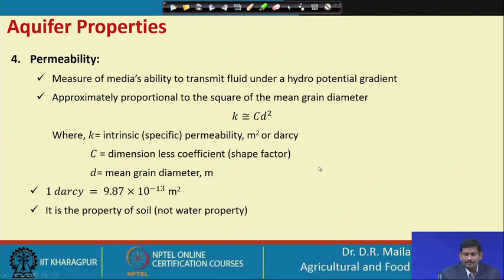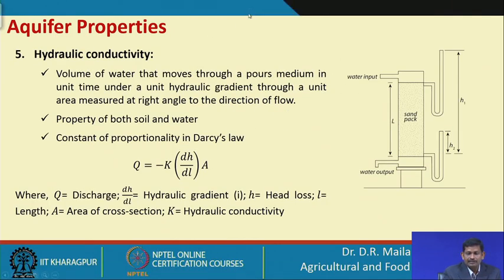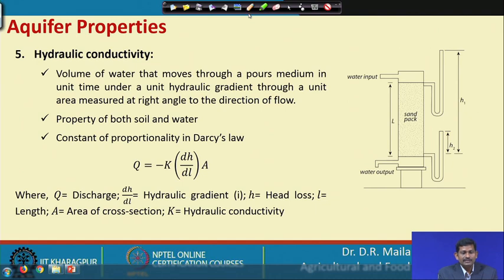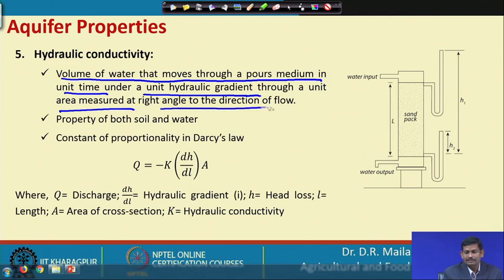And the next is the hydraulic conductivity. Here, the hydraulic conductivity is a property of the soil as well as the water, so it contains both fluid and solid properties. It is defined as the volume of water that moves through a porous medium in a unit time under unit hydraulic gradient through a unit area measured at right angle to the direction of flow.